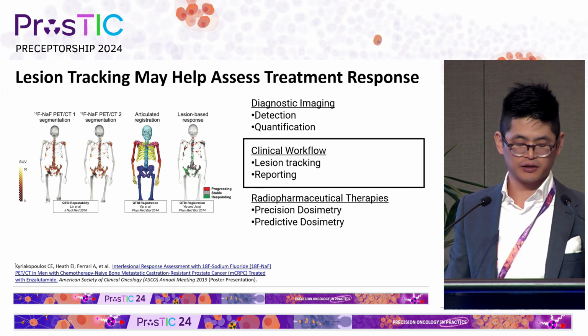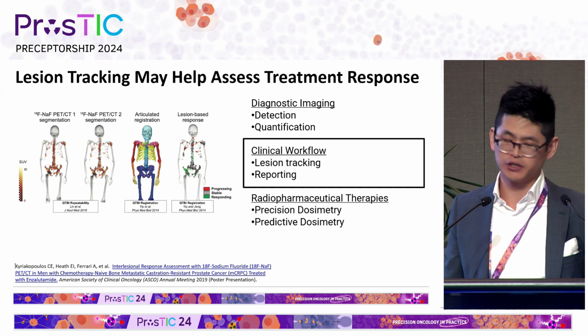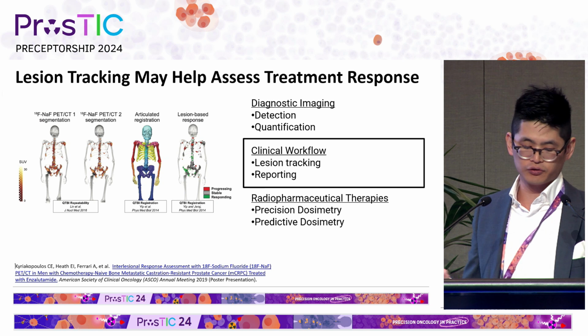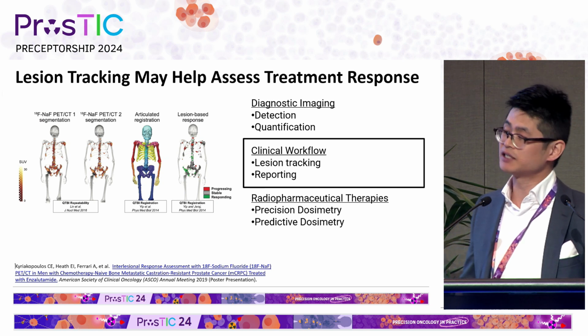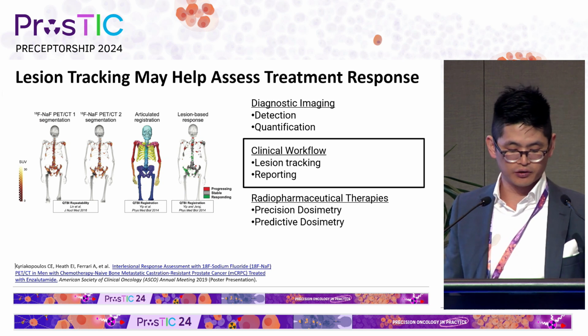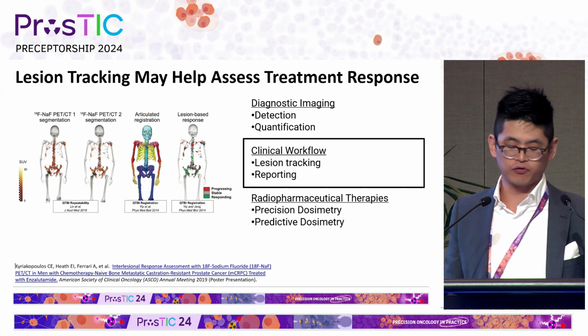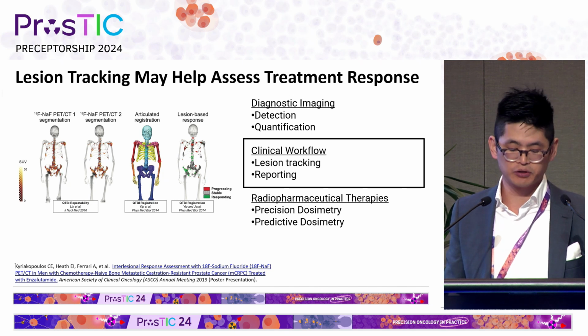And this is a picture from the AIQ system, which registers lesions relative to their normal contoured skeleton to achieve lesion tracking. And in this way, they can systematically analyze whether the lesion is stable, responding, or progressive. This is an example in sodium fluoride PET, but the system has also been applied to PSMA PET.